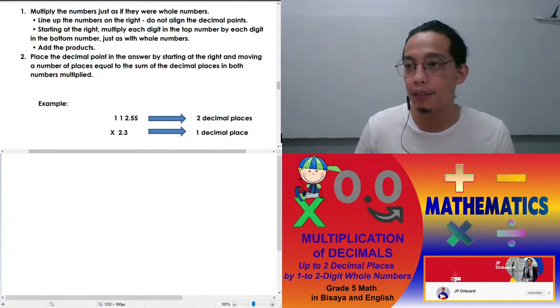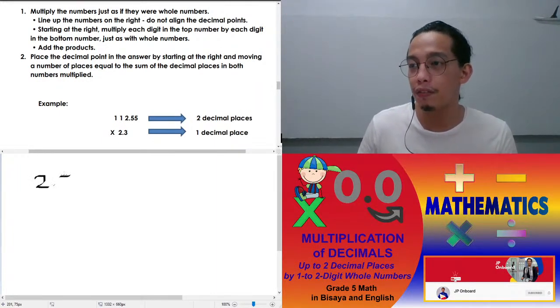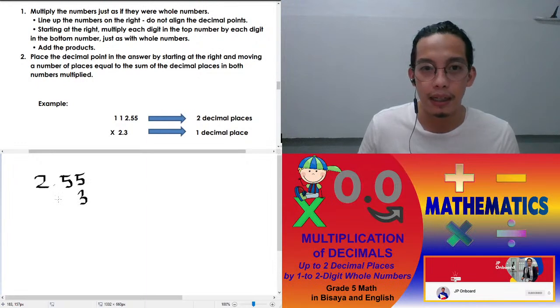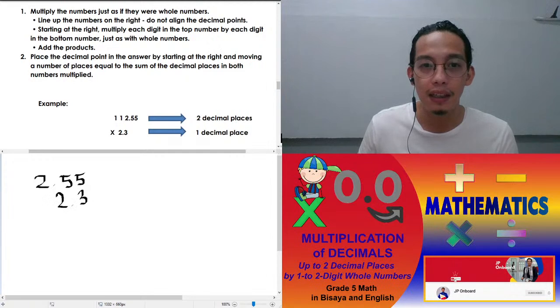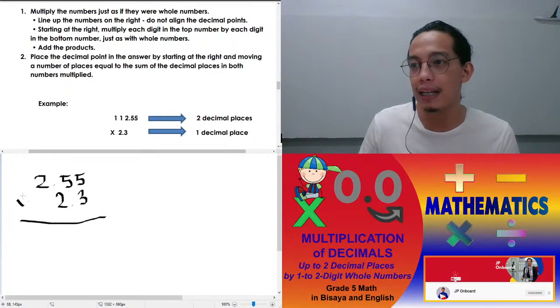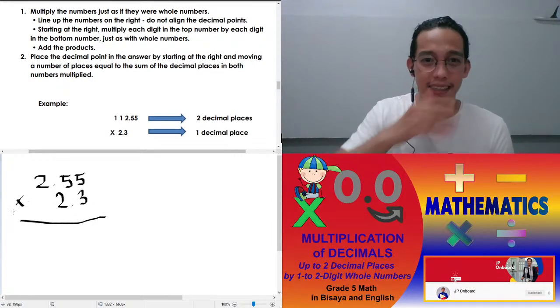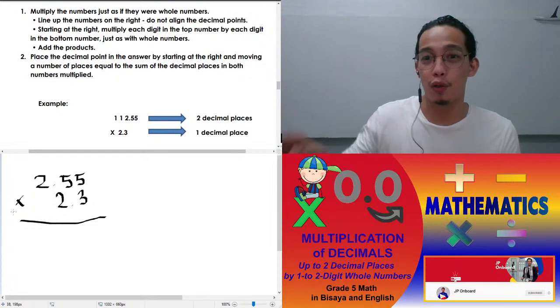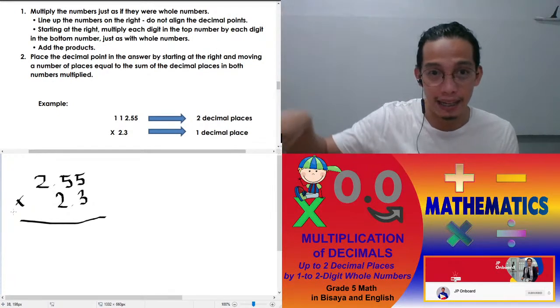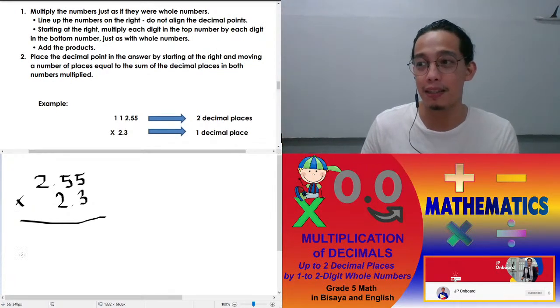For example, 2.55 times 2.3, align to the right, something like this. Okay, and then multiply that. Starting on the right, multiply each digit in the top number by each digit in the bottom. So multiply them just as whole numbers. And then we will add the products.